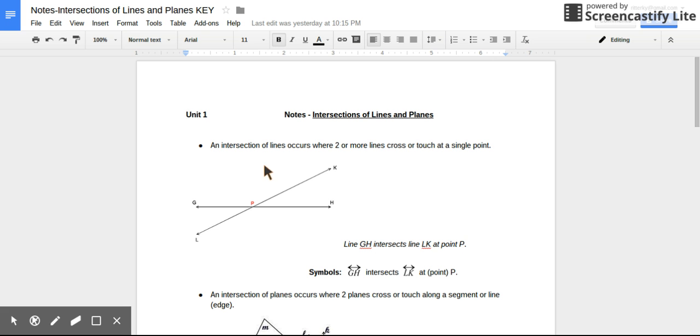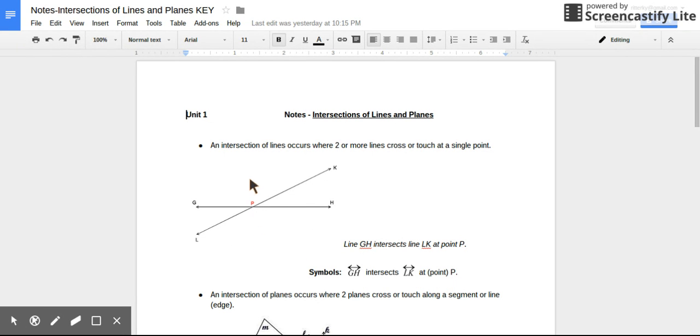So first off, an intersection of lines occurs where two or more lines cross or touch, and that always happens at a single point. So whenever you name the intersection of lines, you're just naming a single point using a capital letter. So this line GH is crossing line LK at point P. We can say that using symbols. Line GH intersects line LK at point P.